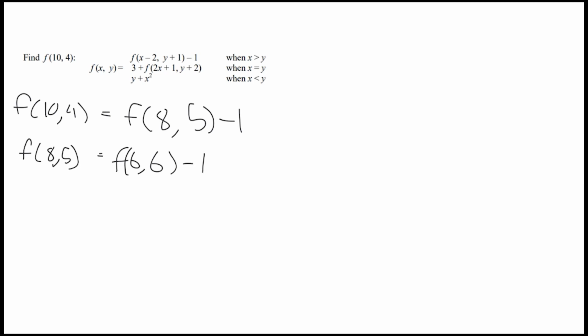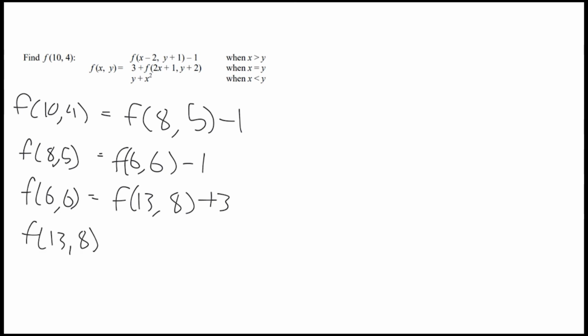So f of 6, 6, well, 6 and 6 are equal, so we'll need to do the second condition. F of 6, 6 equals f of 13, 8, plus the 3. I moved the f in front of the 3 just so it looks a little better, it's easier to understand as well. Now, once again, 13 is greater than 8, so we'll need to use the first condition. So f of 13, 8 equals f of 11, 9, minus 1. And we'll do that once again as well.